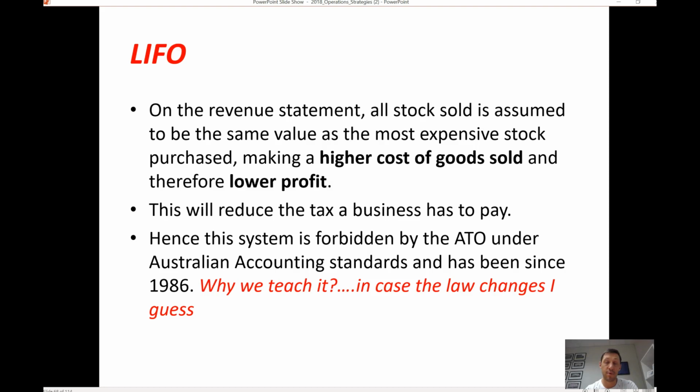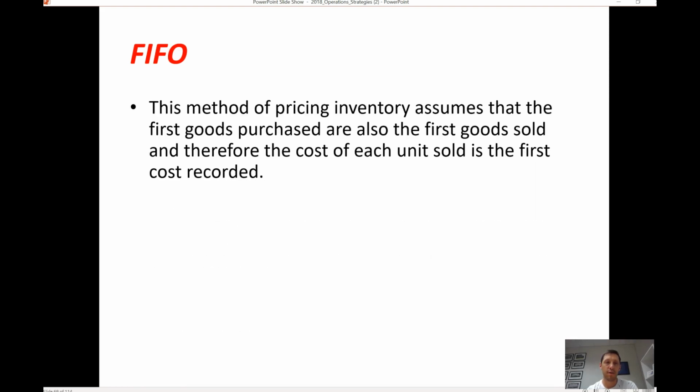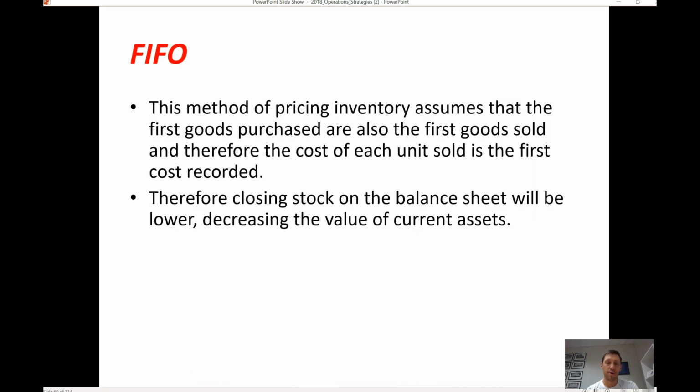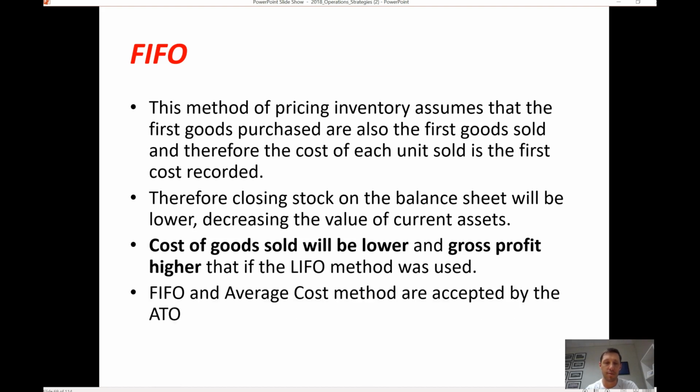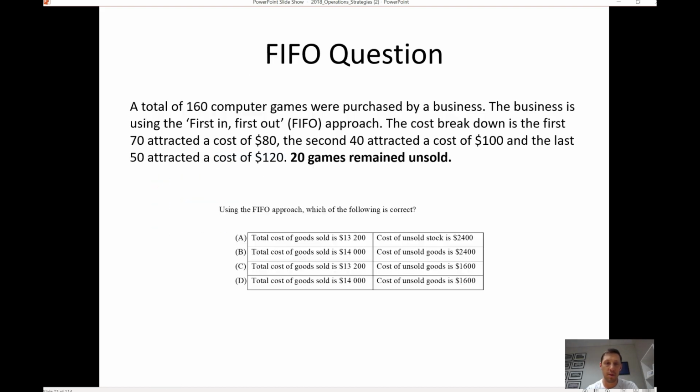Why do we teach it? Not really sure, to be honest, but it's in the syllabus, so we need to understand that as a valuation method or an inventory management system. In terms of FIFO, it assumes first goods purchased are the first sold. Therefore, closing stock on the balance sheet is going to be a bit lower, and it decreases the value of your current assets. COGS will be lower, and gross profit will be higher than if the LIFO method was used. Okay, and we'll leave it there.